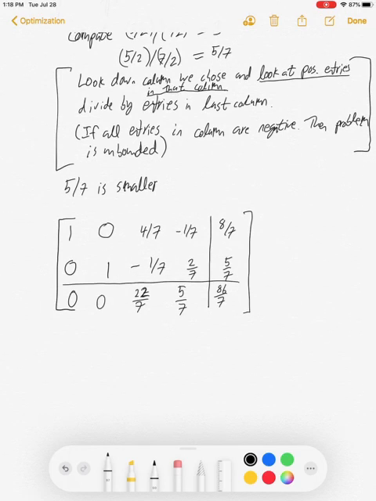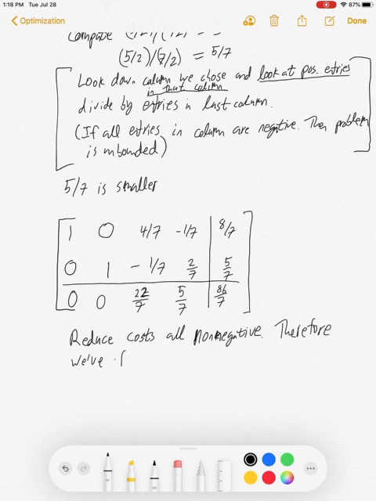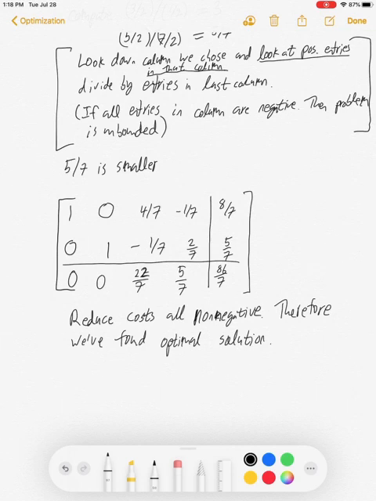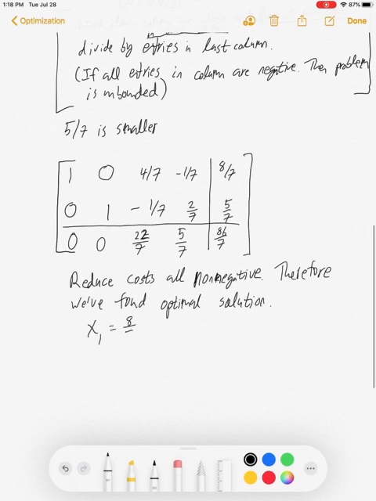All right, so now we look at our bottom row. Our reduced costs are 22 sevenths and 5 sevenths. So our reduced costs are both positive, or I should say all non-negative. Therefore, we found an optimal solution. Our solution is that x1 is 8 sevenths and x2 is 5 sevenths, because the basic feasible solution associated to this tableau is 8 sevenths, 5 sevenths, 0, 0.